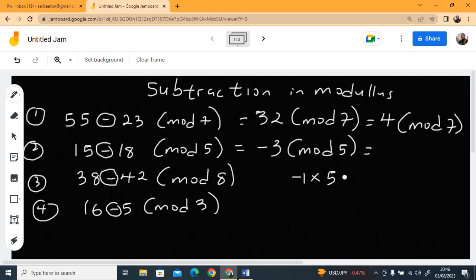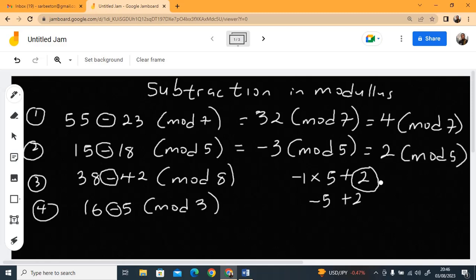So what are you going to add to minus 5 to give us minus 3? You are going to add 2 to it. Minus 1 times 5 is minus 5. So minus 5 plus 2 will give us minus 3. It gives back this number. So this is what you need, just like the previous one I taught you. So the answer is 2 mod 5.